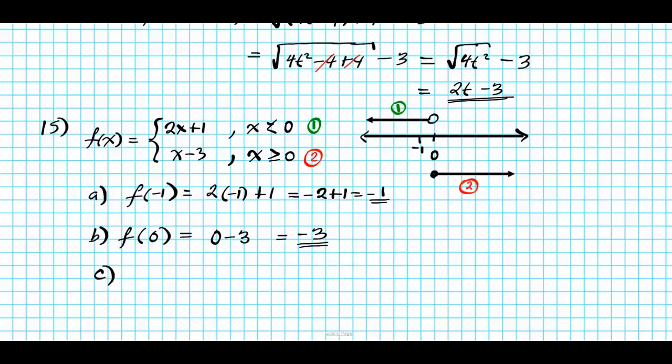Part C. What if we were to find f of 2? 2 is clearly greater than or equal to 0, so we're going to be using the second function again. Input 2 into the second function, 2 minus 3. Your final answer is negative 1, and there goes your output.